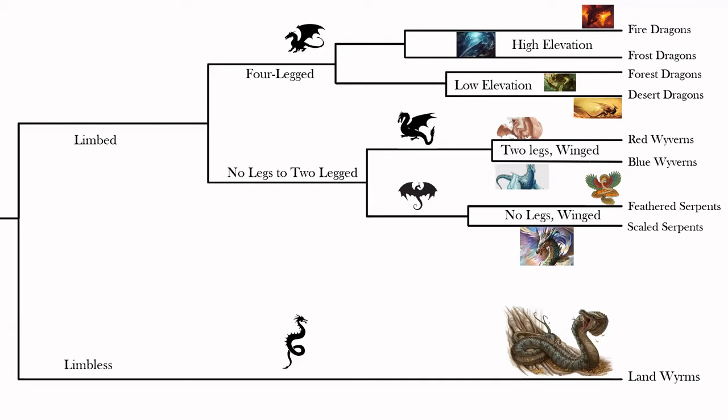Then we had a speciation event with the no-leg and 2-legged dragons. So we had 2-legged dragons that have wings, wyverns, that further split into red and blue wyverns. And then we had serpents that have no legs but are winged, and we have 2 species there, split into feathered serpents or scaled serpents.